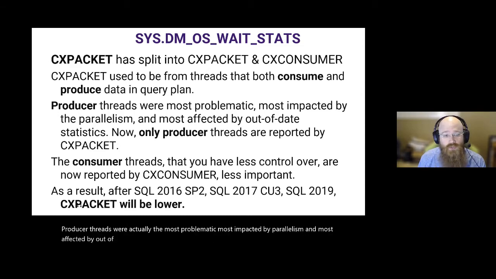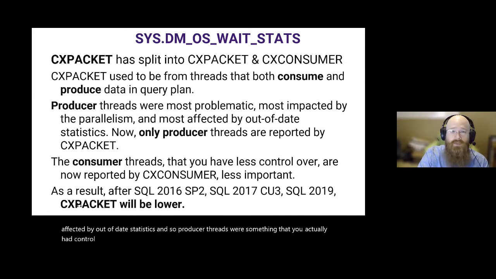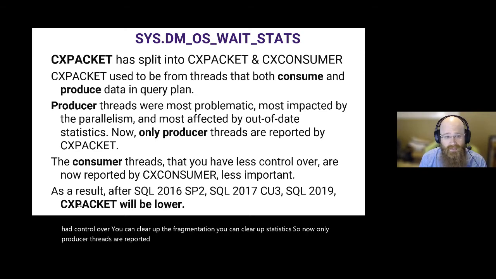And so producer threads were something that you actually had control over. You can clear up the fragmentation. You can clear up statistics. So now only producer threads are reported by CXPACKET waits, and the consumer threads, which you have less control over and are less important, are now reported by a much different wait type.